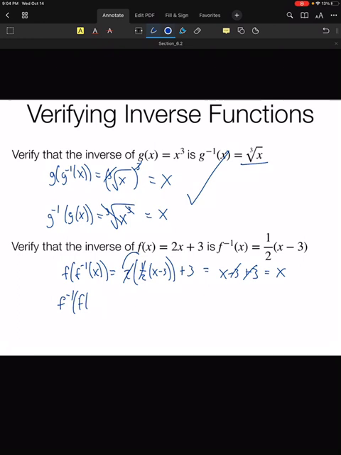Then I have to do it the other way. I'm placing the entirety of f in for anywhere that I see an x in f inverse. So that's 1/2 times the quantity 2x plus 3, minus 3. The plus 3 and minus 3 cancel out, and then I simplify to 1/2 times 2x. The 2 and the 1/2 equal 1, and so I get x. Both of those calculations get me to x, so I'm good. That's how you verify an inverse function: you check that both of those are true.